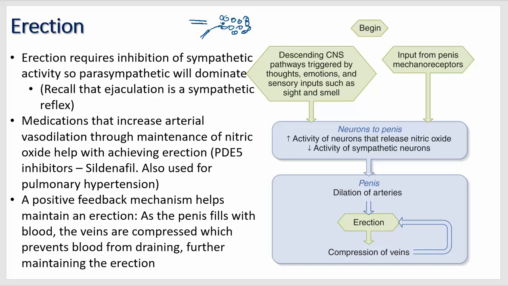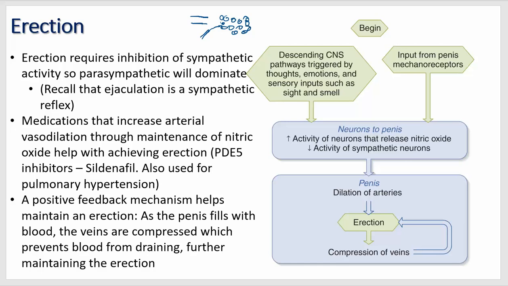So we need to get that blood flow. When we talk about medications, they increase arterial vasodilation. During an erection, these will vasodilate and increase blood flow into the penis, and that's going to cause it to fill with blood. Now, one thing that happens also is that it will compress veins. The veins that are draining the blood will be clamped shut because of the increase in size and pressure. So it's kind of a positive feedback mechanism. The more filled with blood the penis gets, the less that blood is able to leave, which means it's going to stay erect.